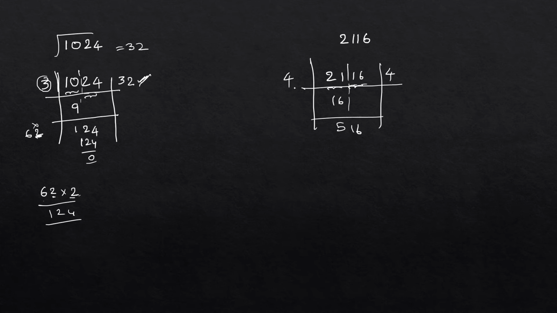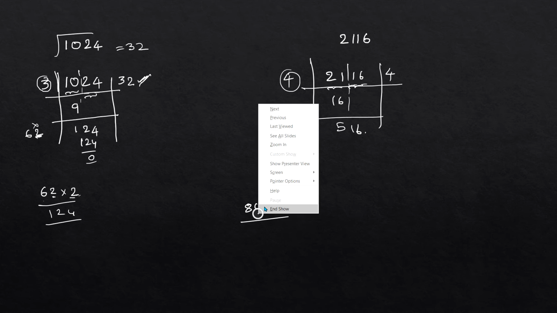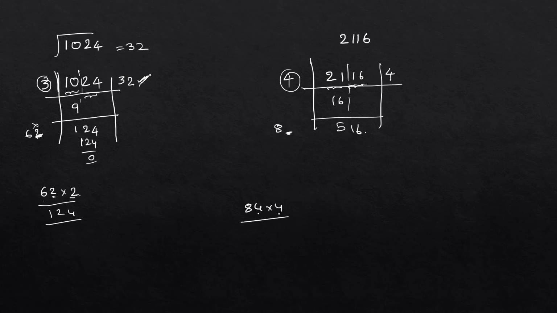We have to put 16 as it is, and we have to double the 4. It will become 8. And now here we have to check carefully. Whichever digit we put here, we have to multiply with the same digit. Now since it is 6 here, I will take 4 and 4. So I am putting here 4, and also I am multiplying with the same number 4.